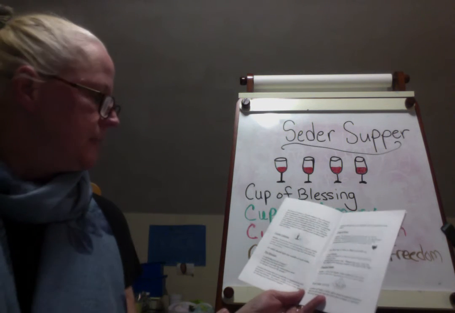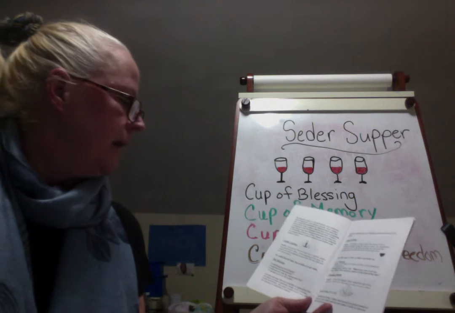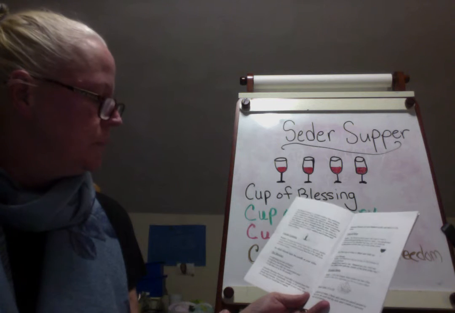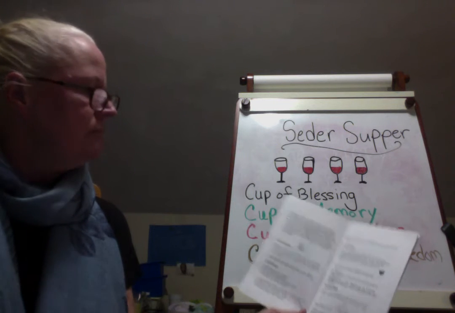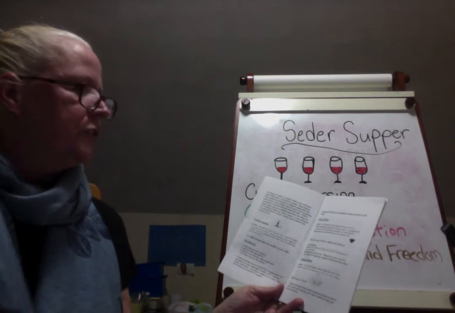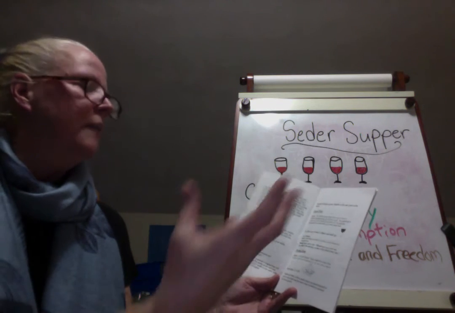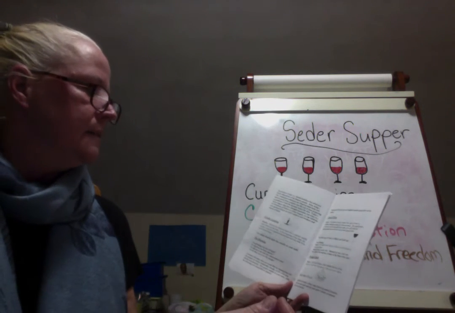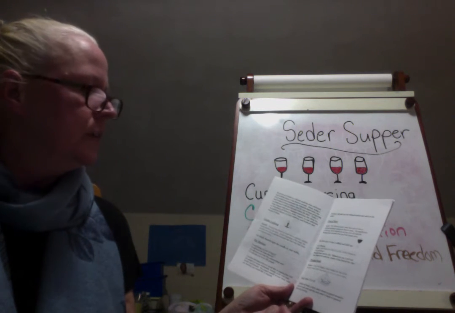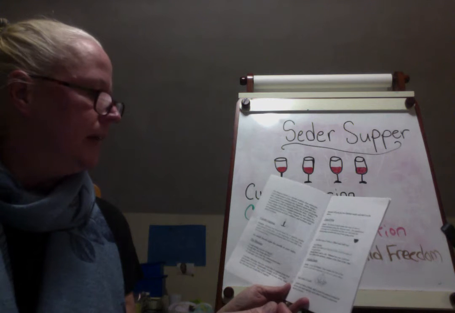I will bring you out of Egypt. I will free you from slavery. I will save you with my outstretched arm, and I will take you to be my people. So the candle lighting, the blessing, and then the first cup of wine. And with each cup of wine, there is the blessing.